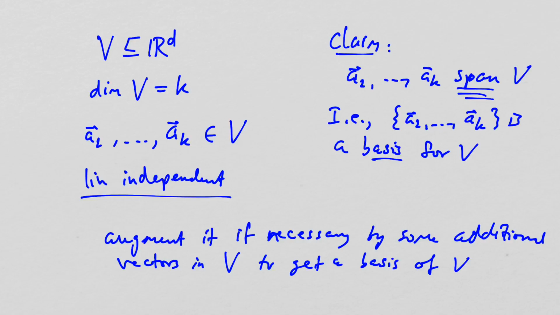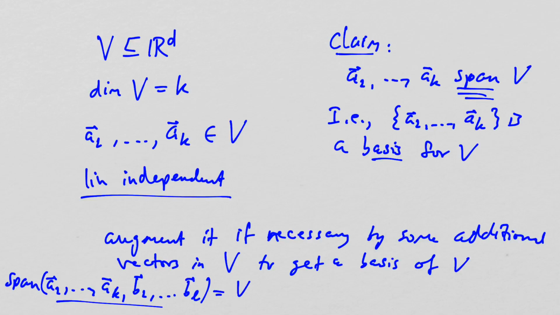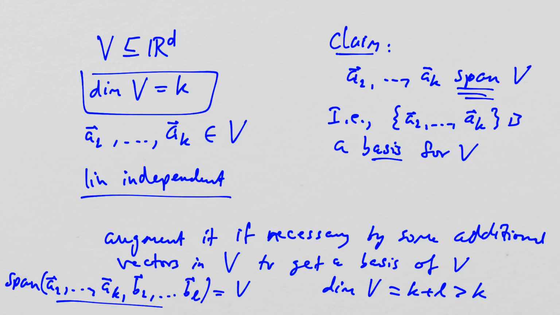But now you see what the rest of the argument is: if I had to augment it by adding anything to it, then the dimension would be wrong. Because you'd have A1 through AK, and then let's say you've added B1 through BL. But these are all now linearly independent, and they span. So the span of these vectors is now V, and they're all independent. So what's the dimension of V? It would be K plus L, which is strictly bigger than K. That contradicts this. So you'd have a contradiction. So no augmentation can be necessary. Therefore, the original set must have spanned V to begin with.